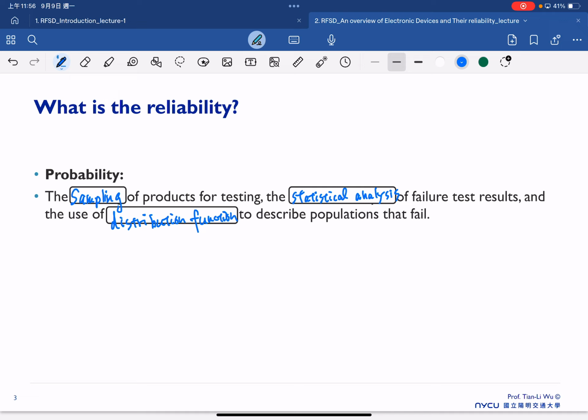In this class, we will talk about several distribution functions. Some you have already learned, like the normal distribution, the Gaussian distribution, which I believe you are very familiar with. But some of them you may never have heard about, for example the Weibull distribution and the log-normal distribution, which are the ones we use very often in reliability analysis. Part of this class will teach how to use these distribution functions to analyze the result.